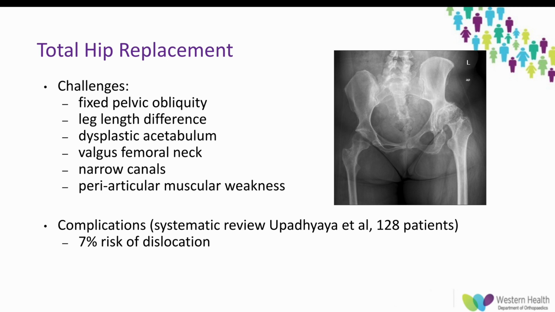The challenges of total hip replacement include the fact that there can be a fixed pelvic obliquity. In terms of leg length difference, the unaffected hip is often longer, and it can only be shortened so much without causing instability. And the affected hip is often shorter but can only be lengthened so much, otherwise there's a risk of neurological compromise. Patients can also have a dysplastic acetabulum. They can have a valgus femoral neck. They often have narrow canals, and the periarticular muscular weakness leads to an increased risk of dislocation. Again, in one systematic review, this looked at 128 patients, and the overall dislocation risk was 7%.